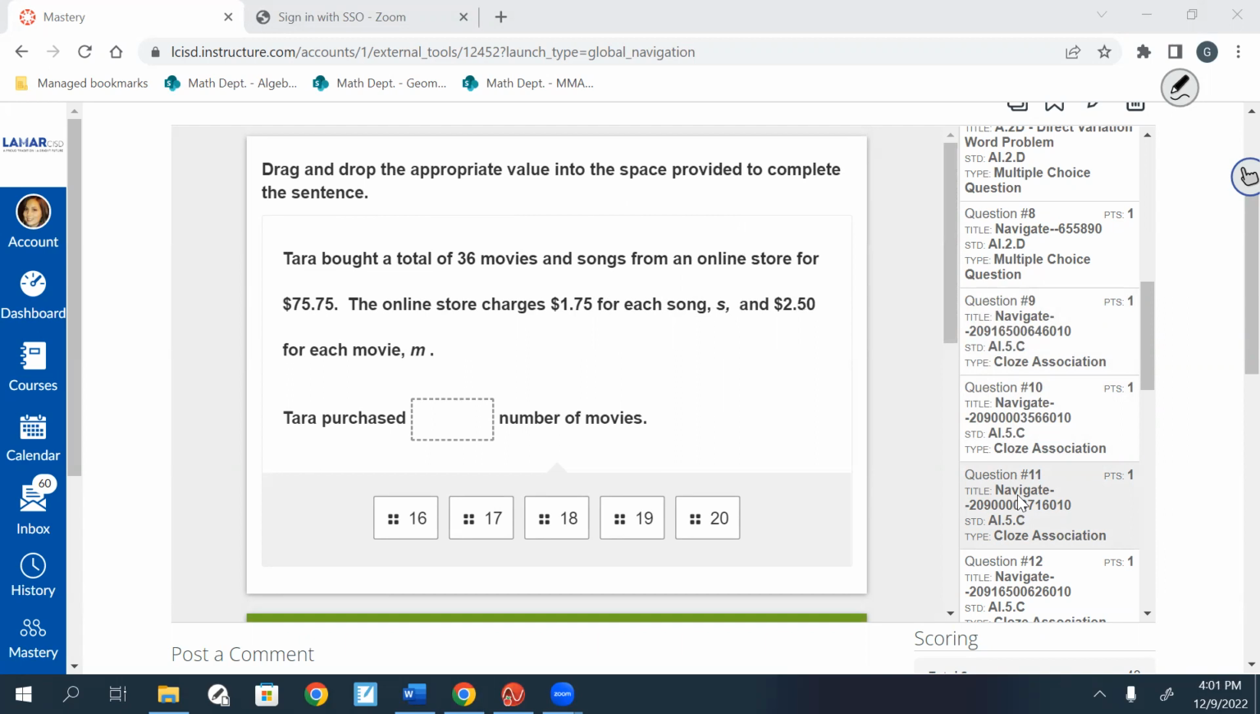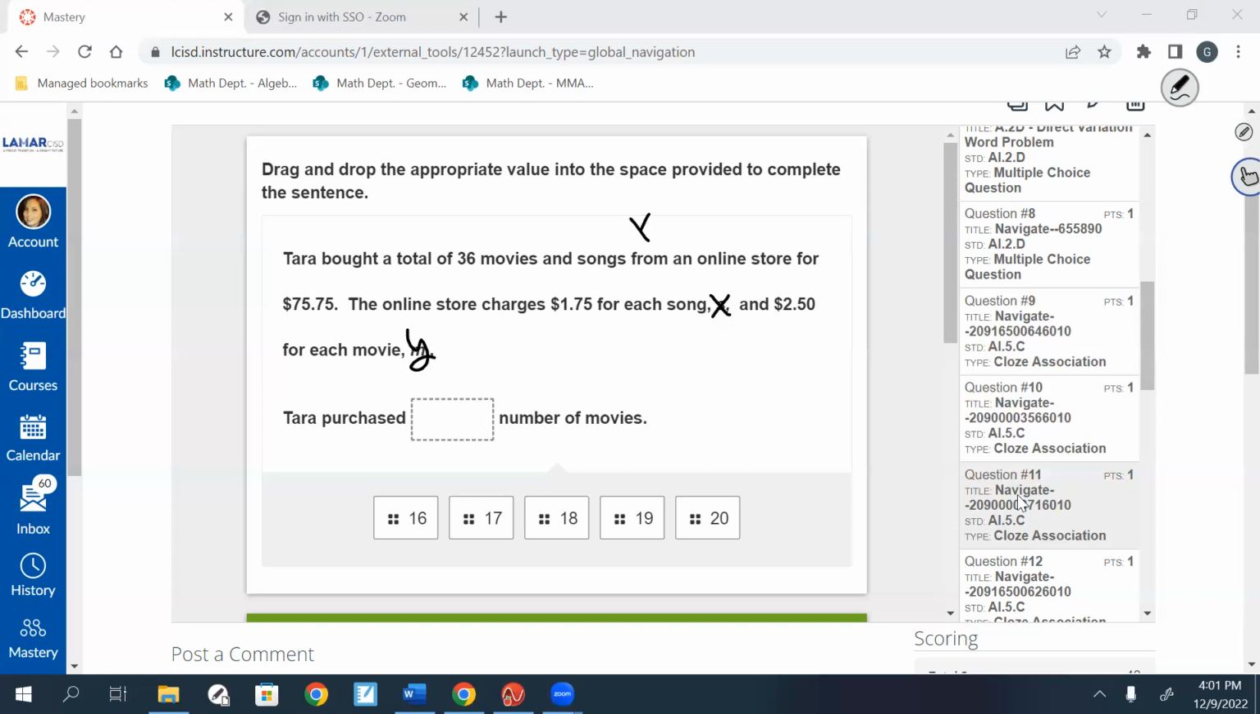Here's our next kind. It says Tara bought a total of 36 movies and songs from an online store for $75.75. The online store charges $1.75 for each song S and $2.50 for each movie M. I'm just going to say instead of S, we're going to use X, and instead of M, we're going to use Y, because that's what our calculator is set up for. Just makes it easier. So she bought 36 movies and songs. So just stop right there. I don't care about how much they cost.